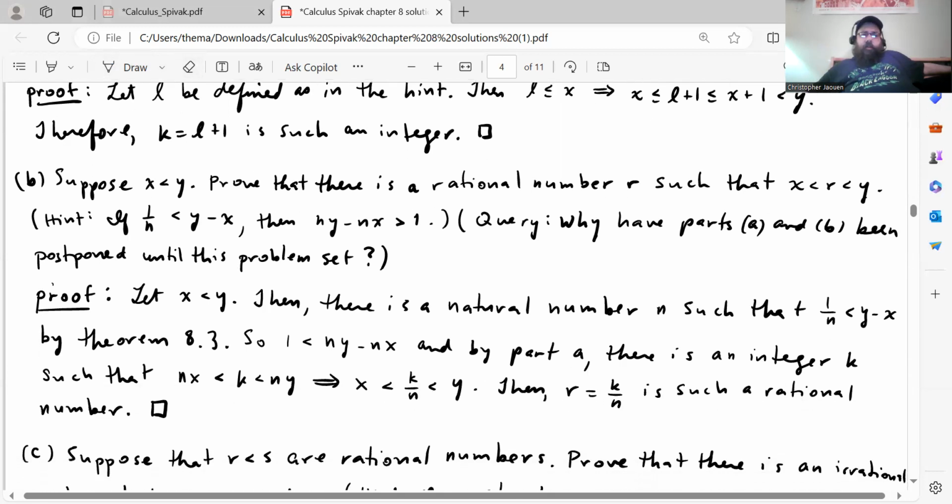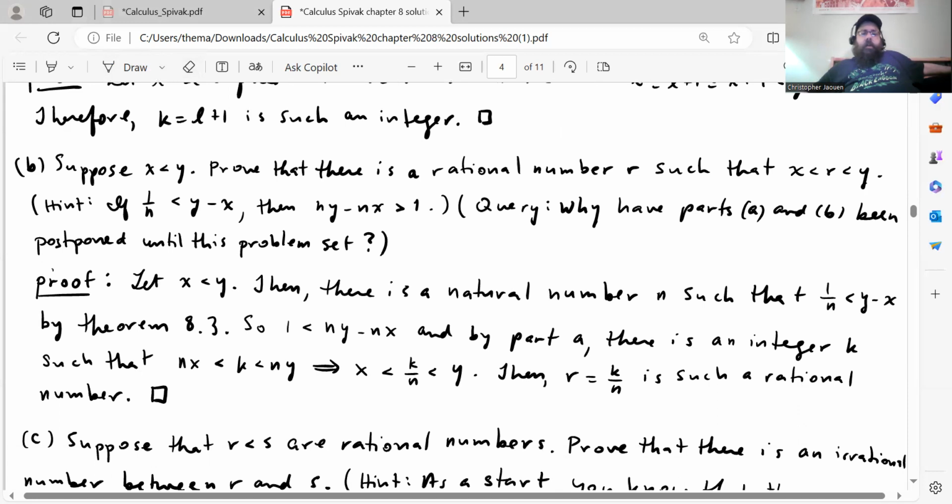Going on to part B. Suppose x is less than y. Prove that there is a rational number r such that x is less than r less than y. Again, here he gives a hint. He says if 1 over n is less than y minus x, then ny minus nx is greater than 1. And he also asks a question in the textbook for this part too. He says, why have parts A and B been postponed until this problem set? I can answer that question first before we look at the proof. It's because we haven't established the Archimedean property of the real numbers before this section, so that's why.